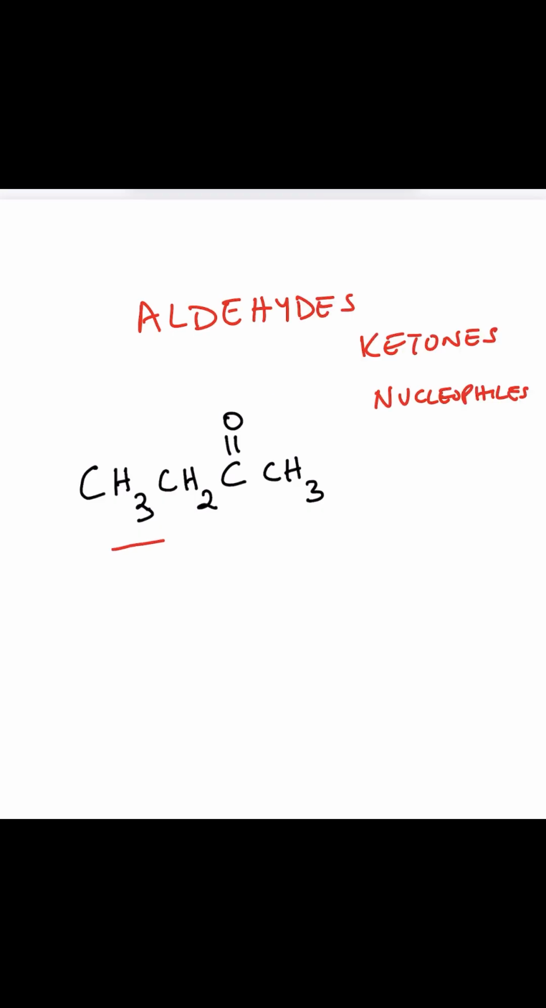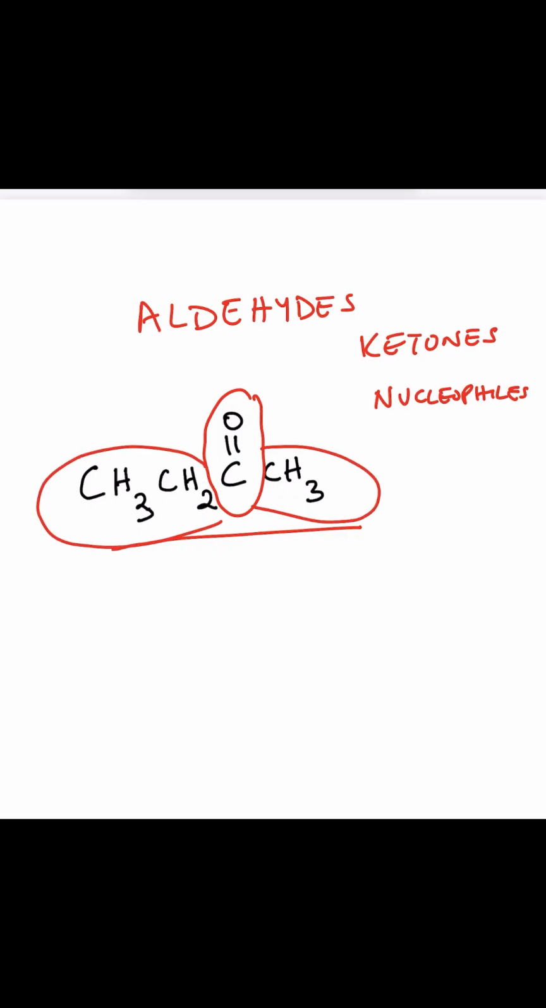Today we're looking at the reactions of aldehydes and ketones with nucleophiles. So for example, this structure here is a ketone because if you focus on this carbonyl, it has an alkyl group on this side and another alkyl group on the other side. So you have a carbonyl and then an alkyl group and an alkyl group, and that makes it a ketone.